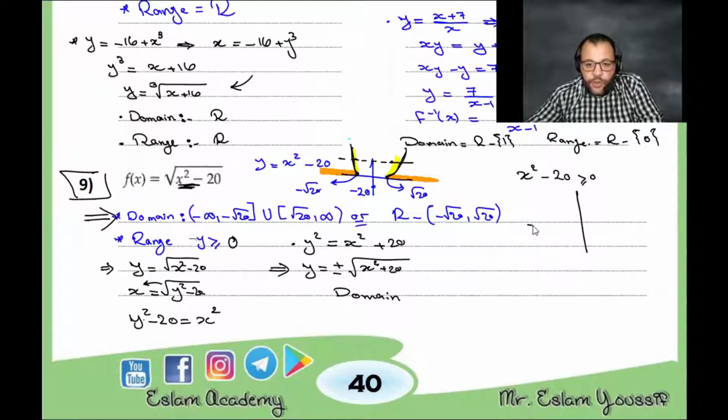When you graph the normal graph for this function, it's represented as a parabola. When I found the range, by mistake, I found it for the original parabola, not for the square root. The normal parabola is shifted 20 units down, so it will be at negative 20.